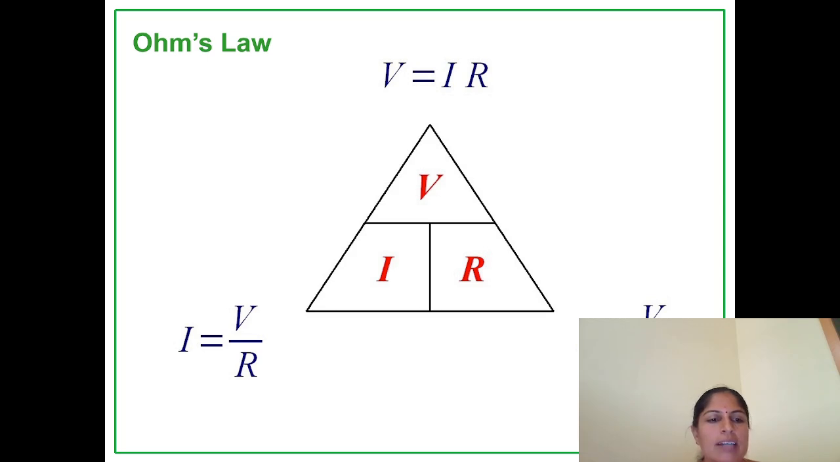Suppose a circuit has voltage equal to 12 volts and resistance equal to 4 ohms. Using Ohm's law, we can calculate the current value. Current is equal to 12 divided by 4, which is 3 amperes. This way we can calculate the current flowing through the conductor.